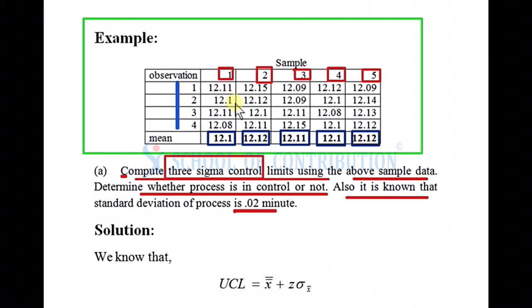So here we have to calculate the 3 sigma control limits, and using these limits we have to decide whether the process is in control or not, and we are also given that the standard deviation of the process is 0.02 minute.